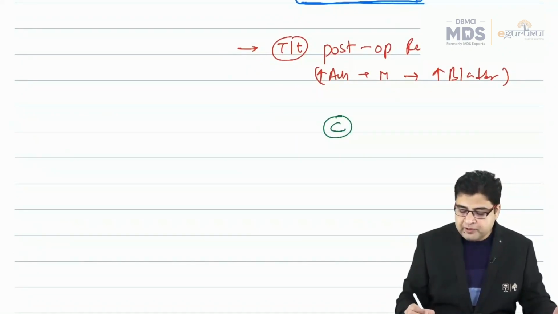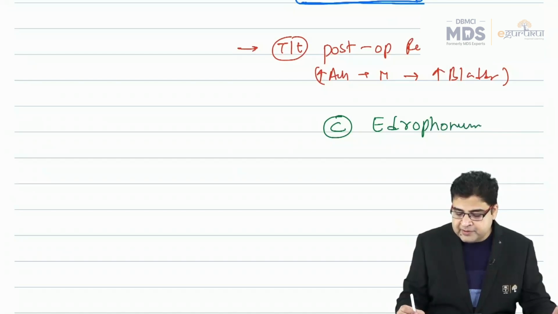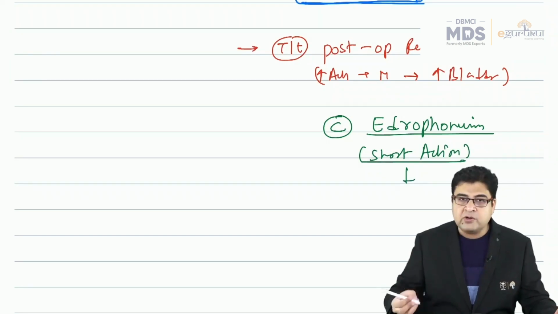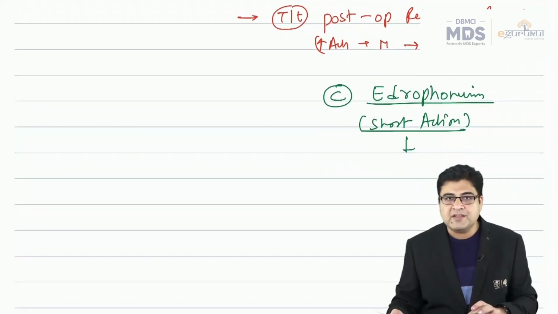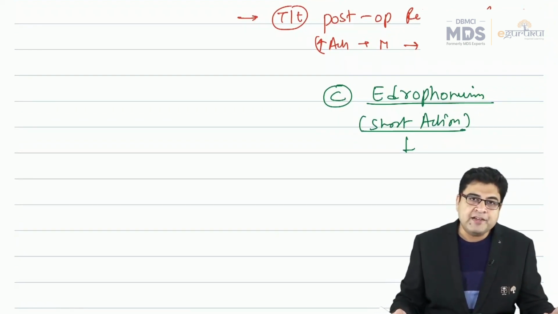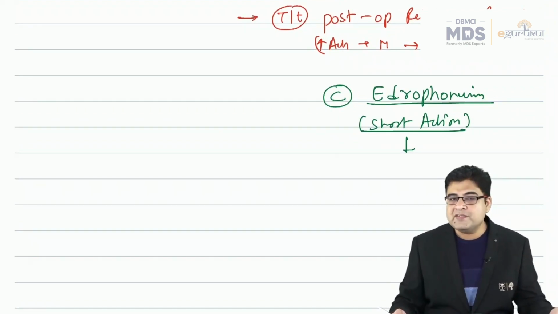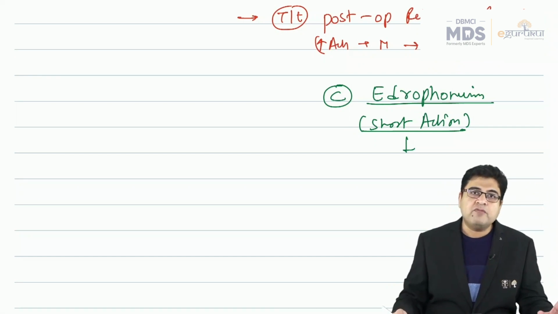Now we have a third drug over here. The third drug is edrophonium. So edrophonium is the third medicine. Now this medicine is a very short acting medicine. And because of this very short action, I cannot use this medicine for treatment of any disease. Because if I use this medicine for treatment of any disease, the patient has to take this medicine multiple times daily, and that is not feasible.